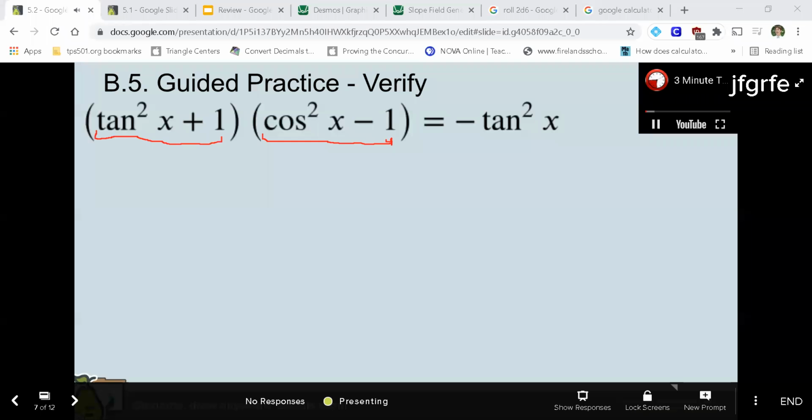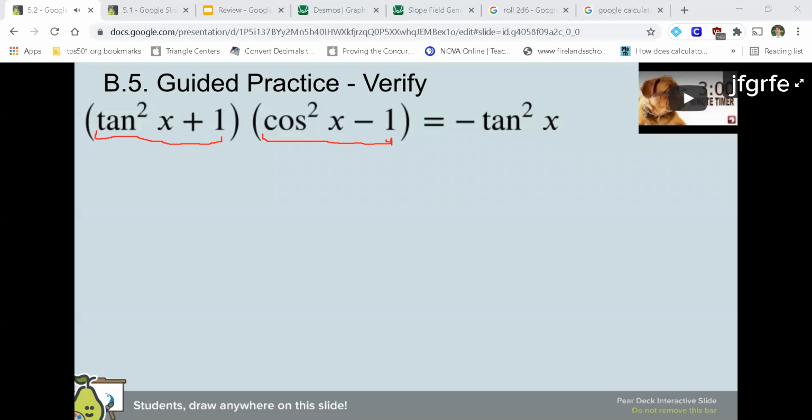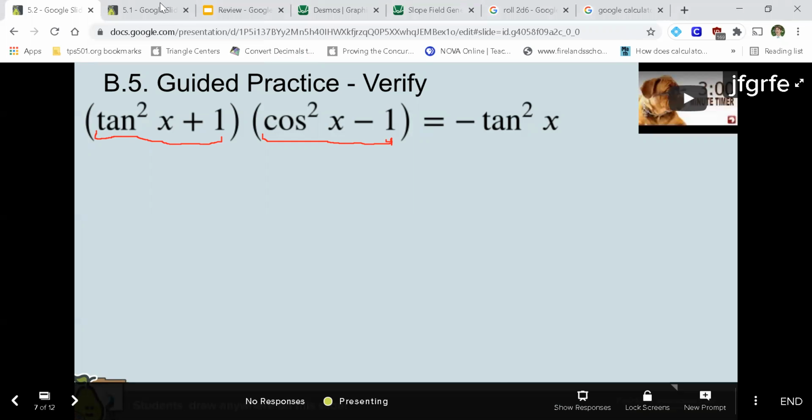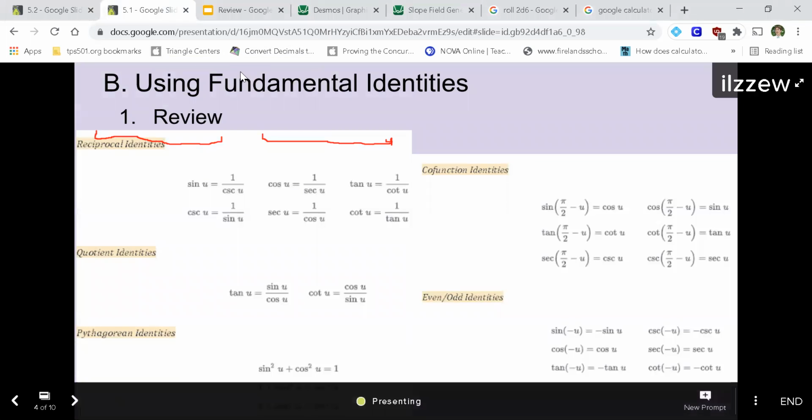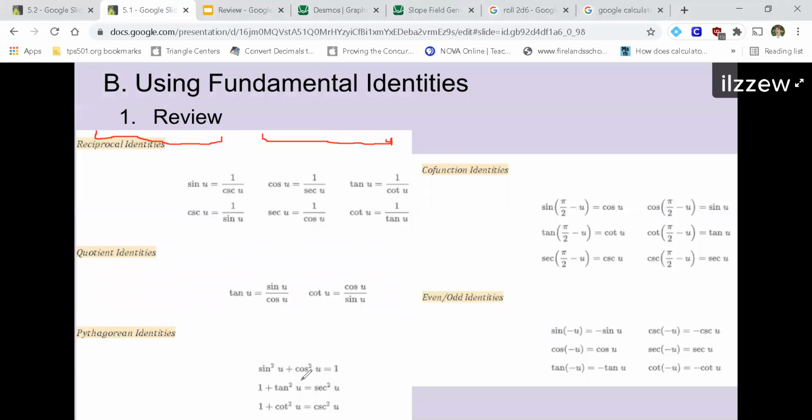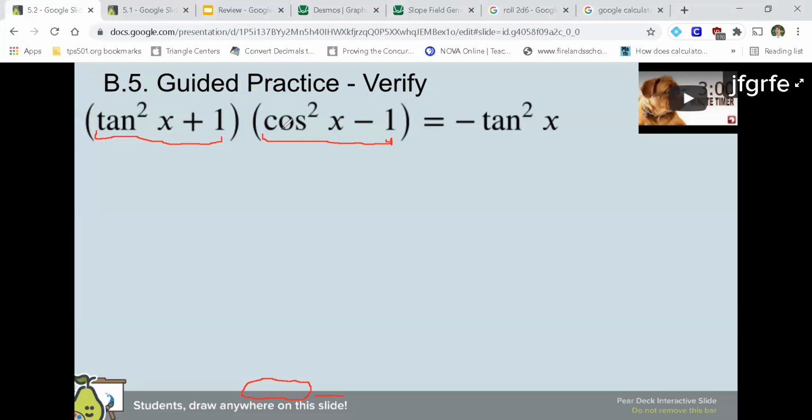Okay, let's go over this. All right, what is tangent squared plus 1? Secant squared. That's our Pythagorean identity. Secant squared.